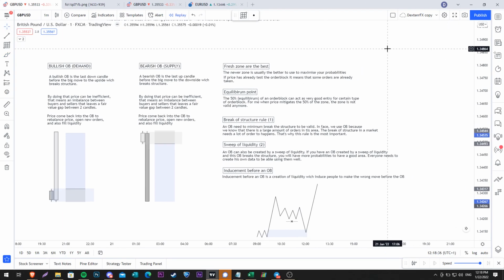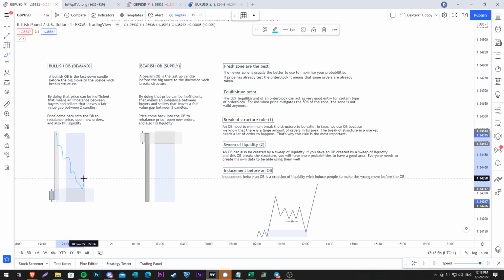It will be better if you have a fresh zone. What I mean by fresh zone is a newer zone, and they are usually better to maximize your probabilities. If price is already here, touches the order block, and goes up, doesn't break the structure, and also comes back into the order block another time, the order block can work, but it will have less probability to work because price has already touched it and mitigated a certain part of it. With that, we can go to the next point, that's the equilibrium point.